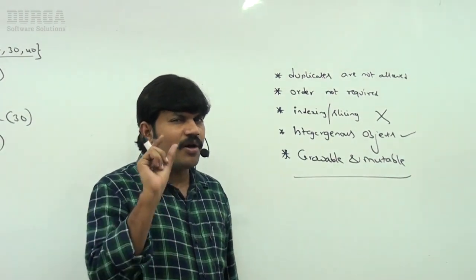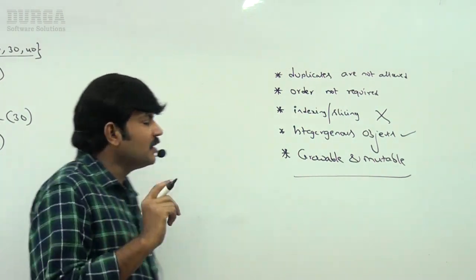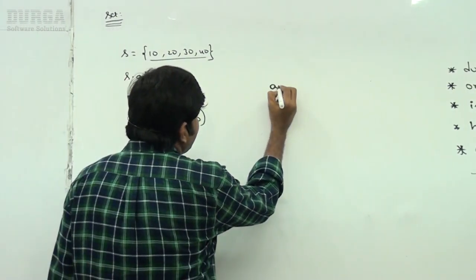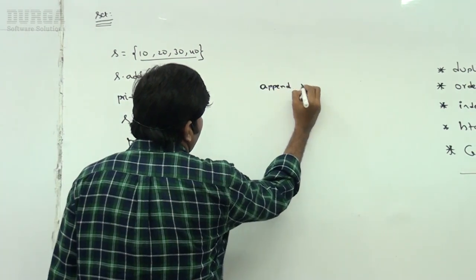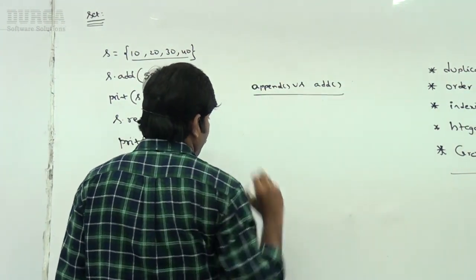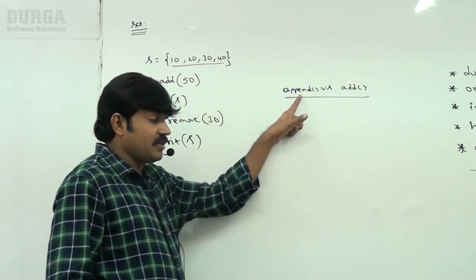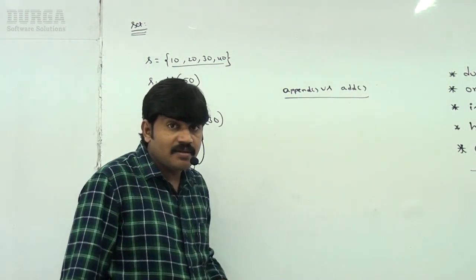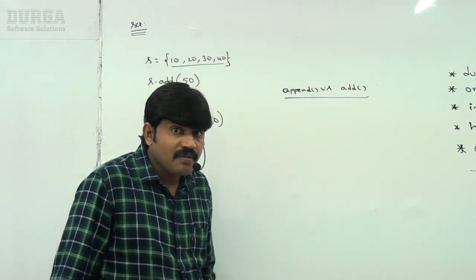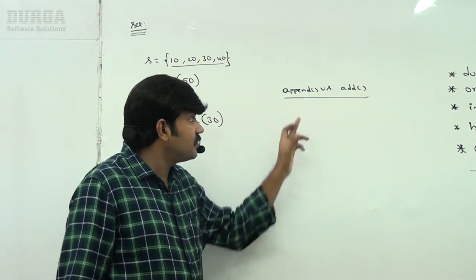Next, one more small point is there. What is that point? Append versus add. Append method versus add method. Sir, in the case of list, we have the append method. But in the case of set, we have the add method. Why, sir? What is the reason? Why these different methods? Why the names are different?